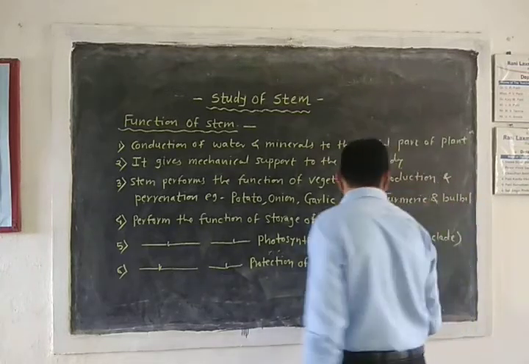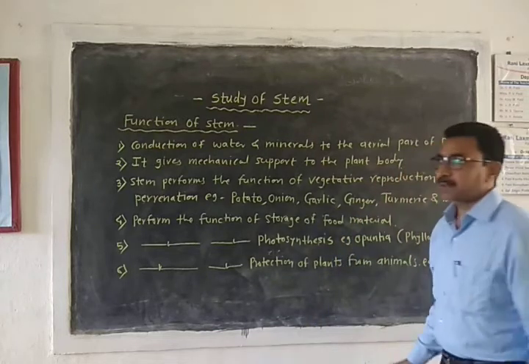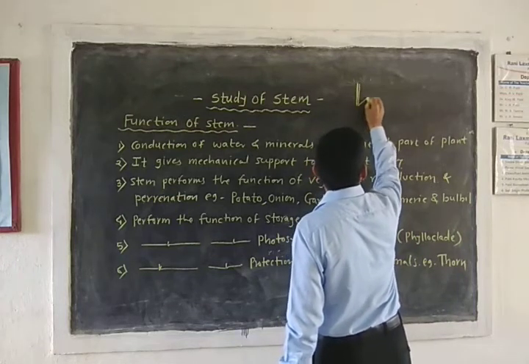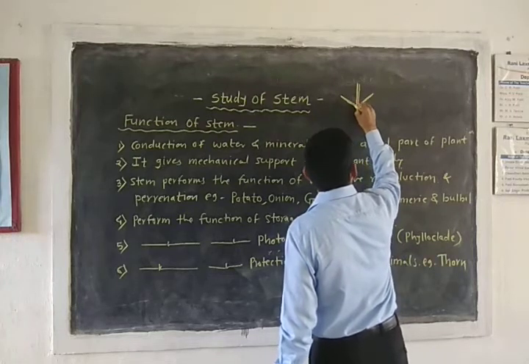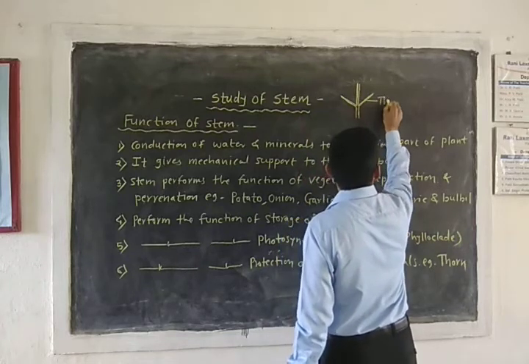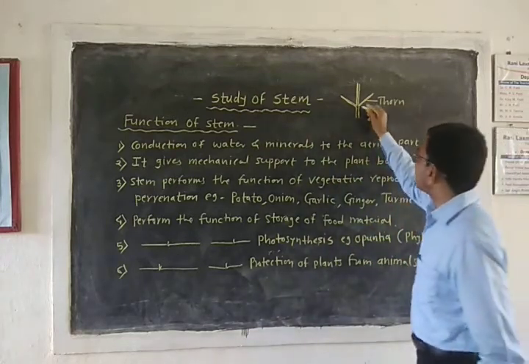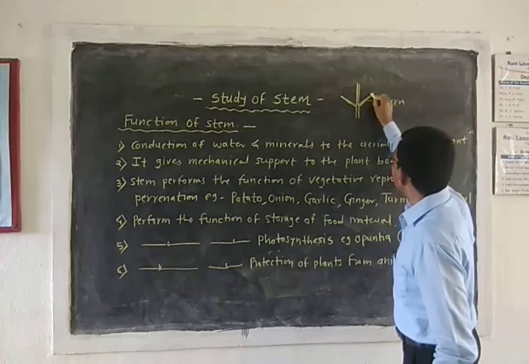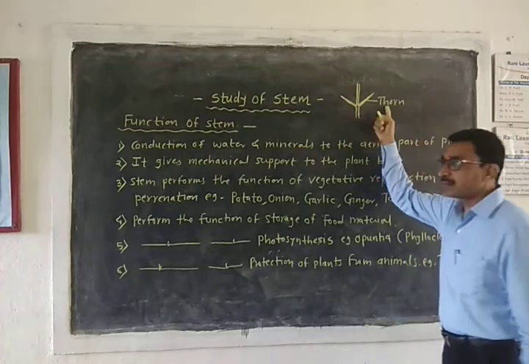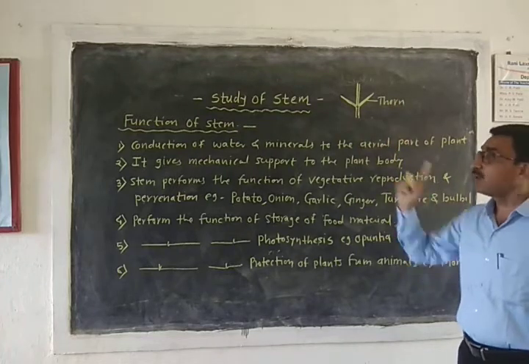Example: thorn. In case of acacia, these are thorn. It is a modification of stem. Thorn is a modification of stem. It is a hard pointed structure. And this hard pointed structure we call thorn. Thorn is a modification of stem. It is nothing but the modification of stem.